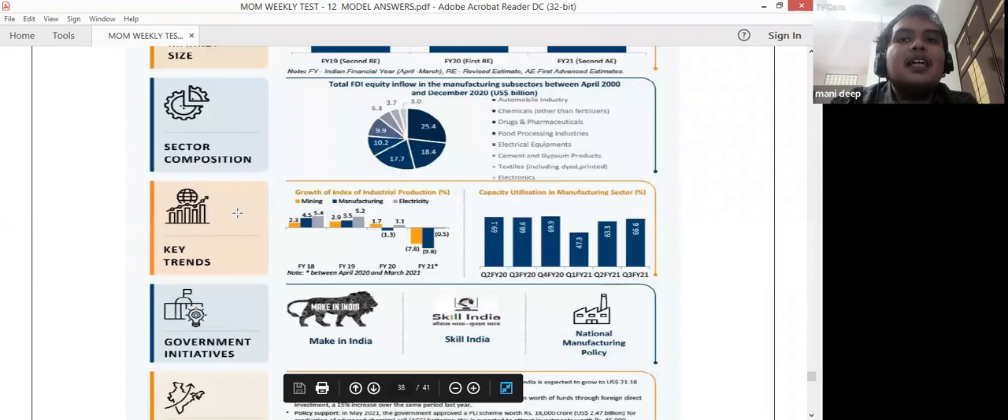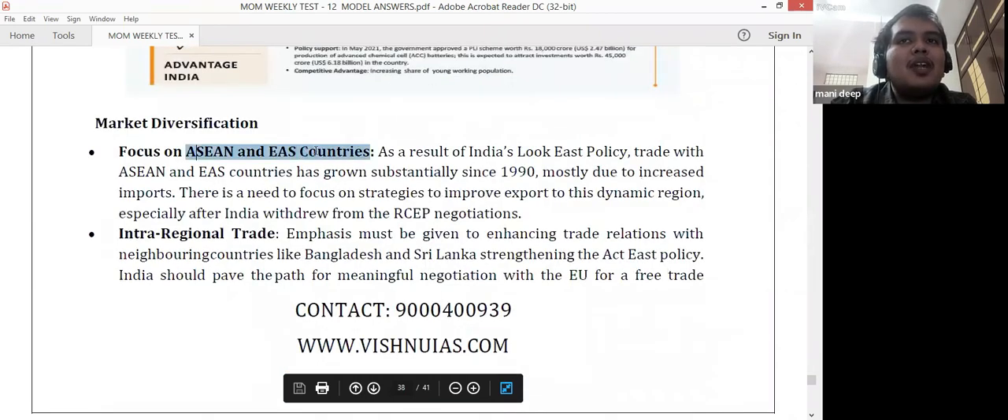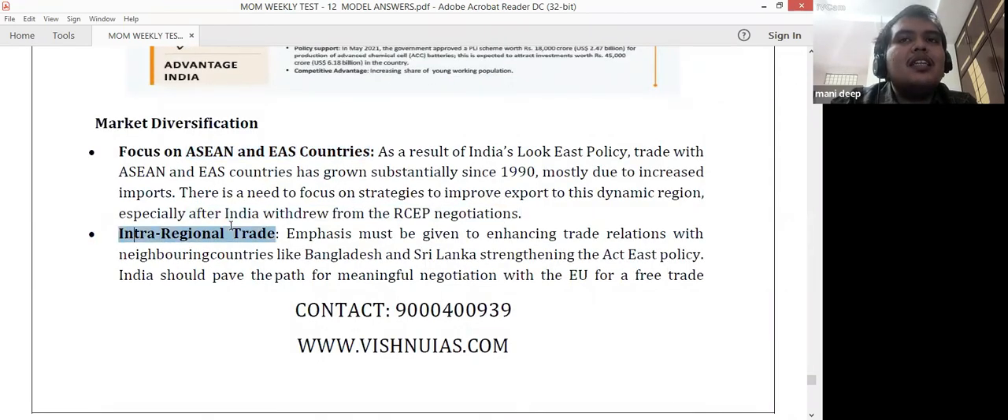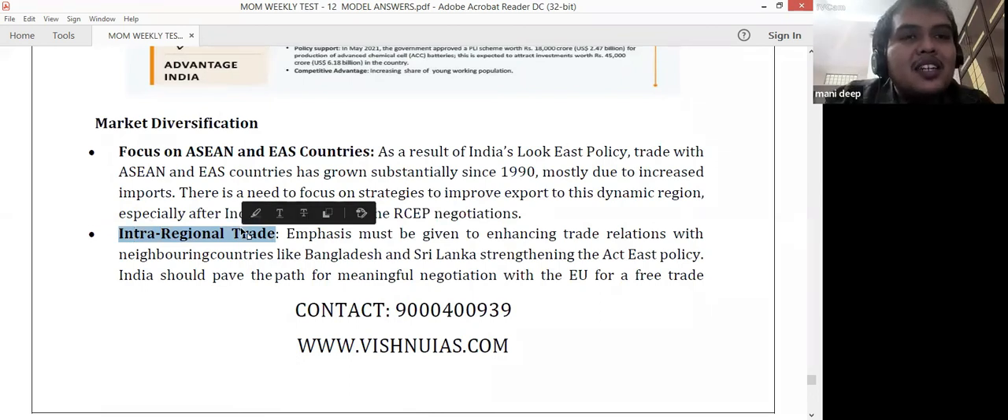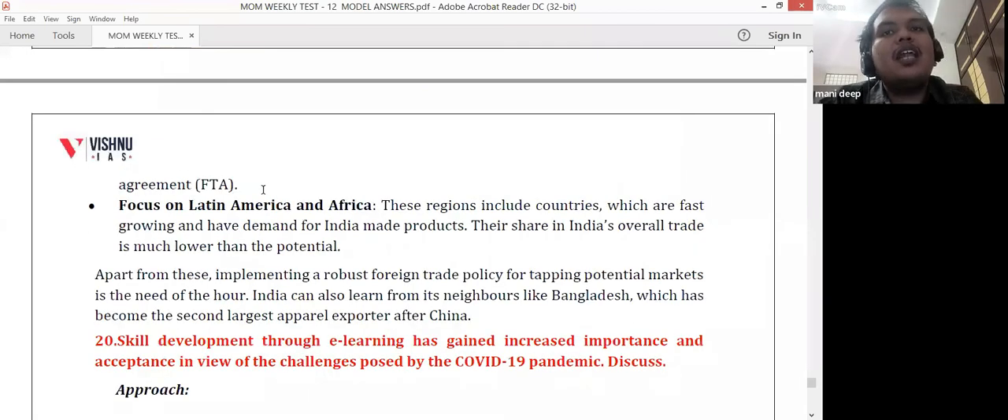The next part is market diversification. We should focus upon Asian and East Asian countries. Then intra-regional trade. For example, SAARC has the lowest intra-regional trade, so we should focus upon South Asian countries' intra-regional trade, where SAARC can be one of the useful forums. Then you can write about the Latin American countries.